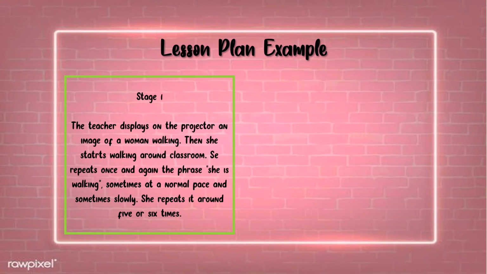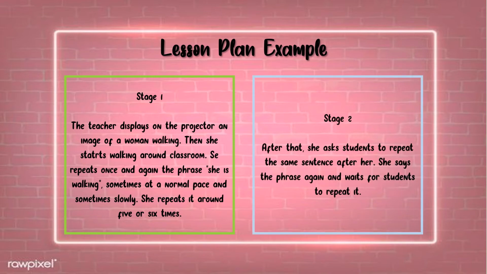Stage 1. The teacher displays on the projector an image of a woman walking. Then she starts walking around the classroom, and as she does, she repeats the phrase "she is walking" once and again, sometimes at a normal pace and sometimes slowly. She repeats it around 5 or 6 times.